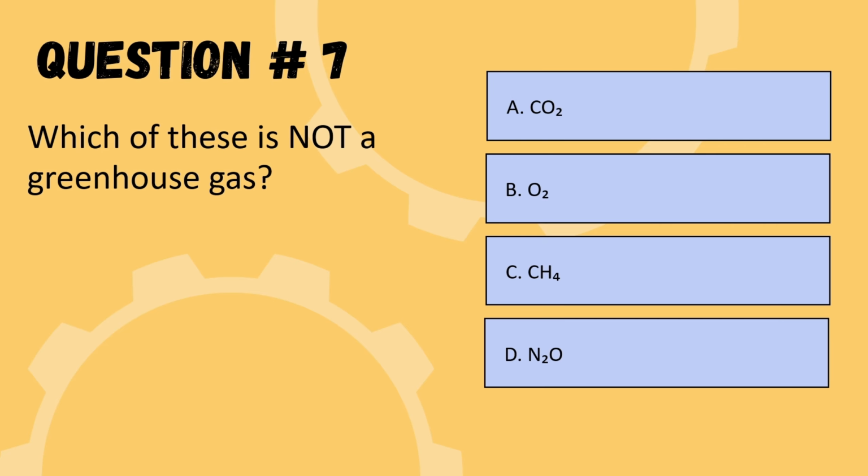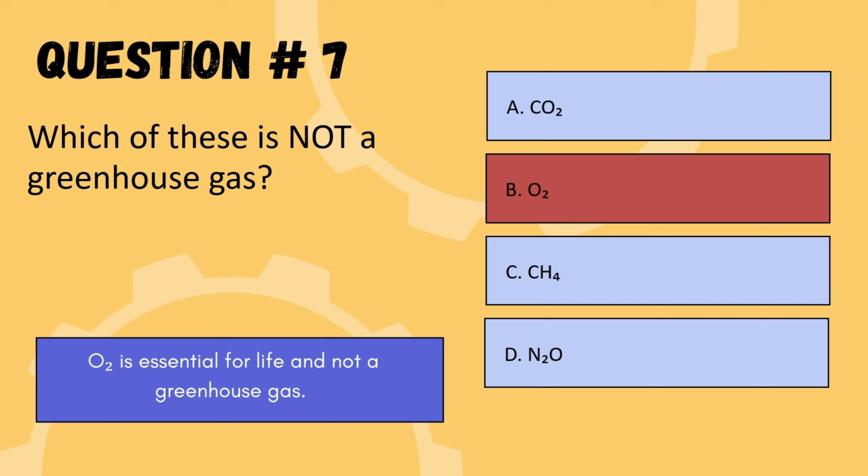Next question is, which of these is not a greenhouse gas? Options are CO2, O2, CH4, or N2. So the correct option is option B, O2. We are moving to the next question.